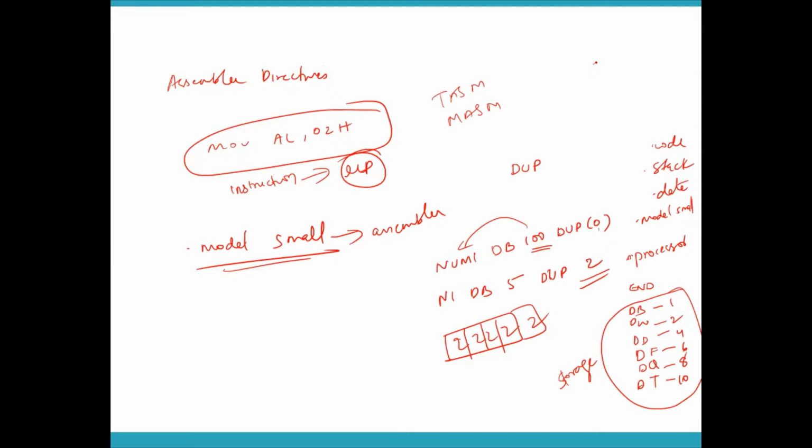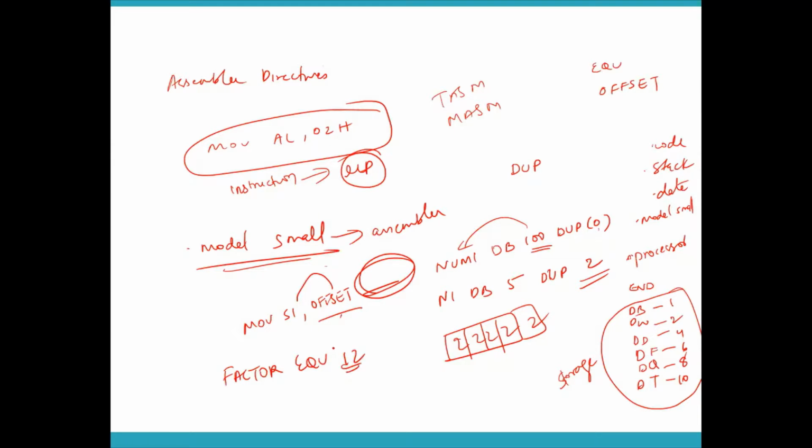There are several other assembler directives like this. EQU, and OFFSET, which we have used. If I write mov si, offset of some variable name, it means move the offset address of this particular variable into SI. So offset is an assembler directive. If I write, for example, factor EQU 12, it means I'm assigning the value 12 to this variable factor. So EQU means equate. These are all different assembler directives which you will be using in the programs.